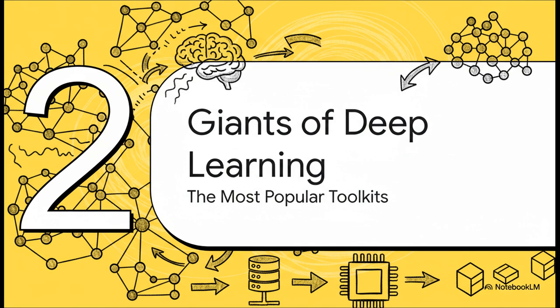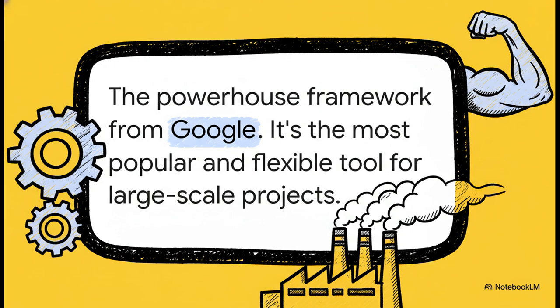Okay, now let's meet the big players. We're diving into the giants of deep learning. These are some of the most popular and powerful toolkits in the entire AI world. First up, we've got the heavyweight champion, TensorFlow. This was developed by Google, and it's pretty much the undisputed king when it comes to power and popularity. If you're talking about a massive industrial-scale project or some cutting-edge custom model, chances are you're going to be using TensorFlow. It is an absolute powerhouse.